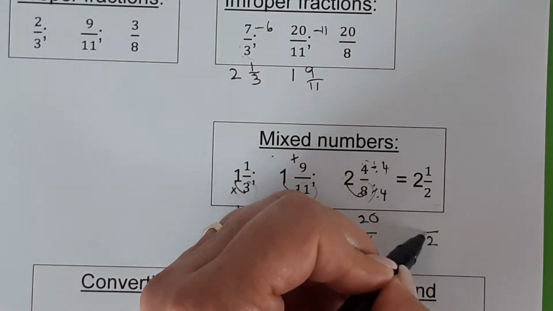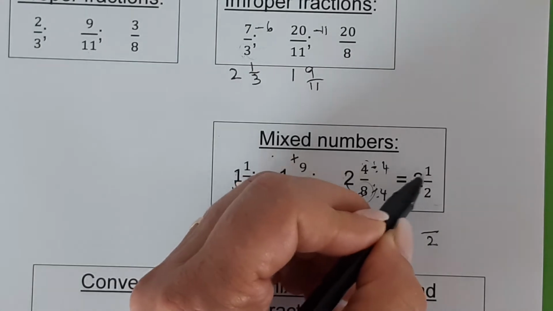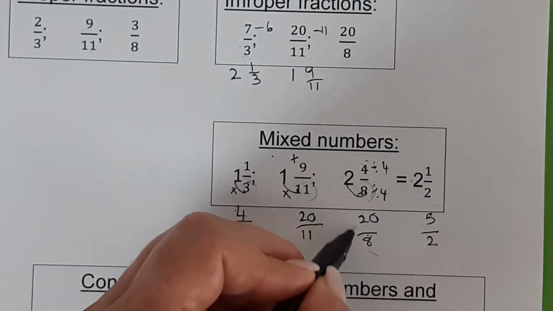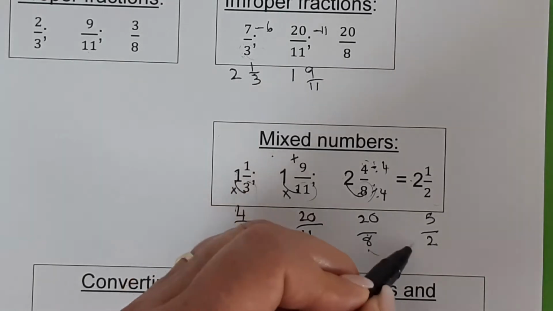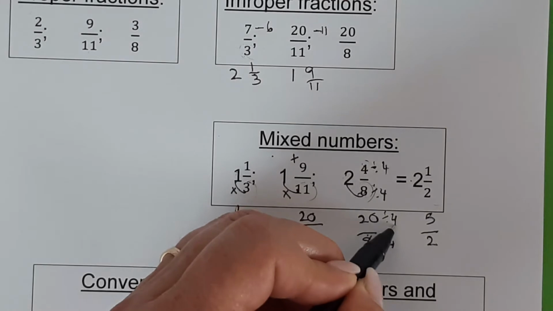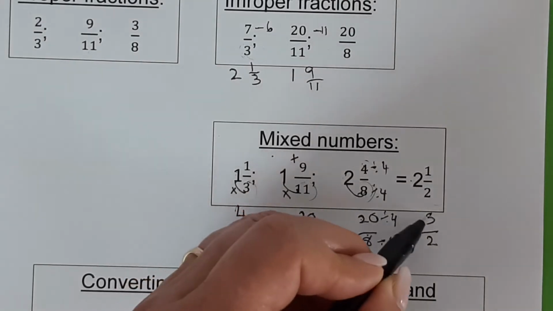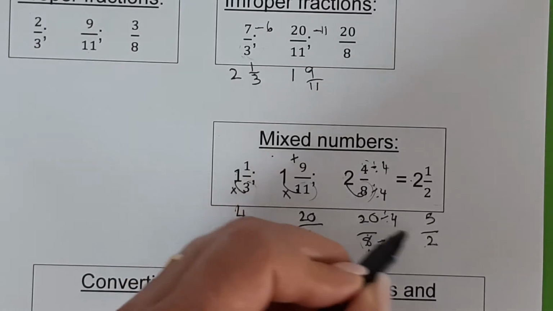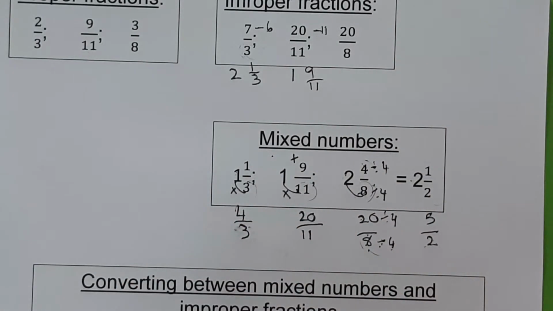It's 2. 2 times 2 is 4, plus 1 is 5. And when you simplify the 20, divide both by 4. 20 divided by 4 is 5. 8 divided by 4 is 2. So these two are equivalent fractions.